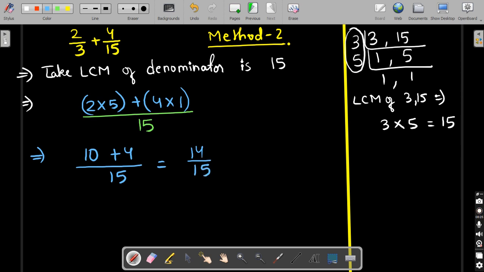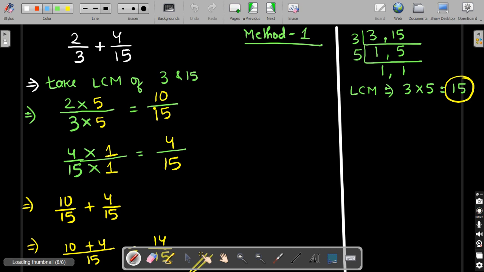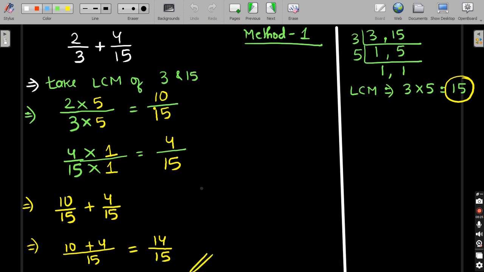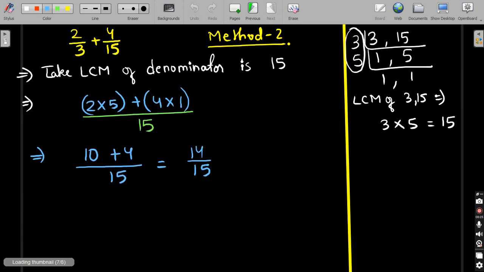Are you able to see here, students? Now let me tell you about the previous figure. Now as per the previous, how much answer did you get? 14 by 15 as per method 1, and as per method 2 also, how much answer are you going to get? 14 by 15. Hope you understood how we are solving the answer. Whichever method you find easy, you can take it and apply it.